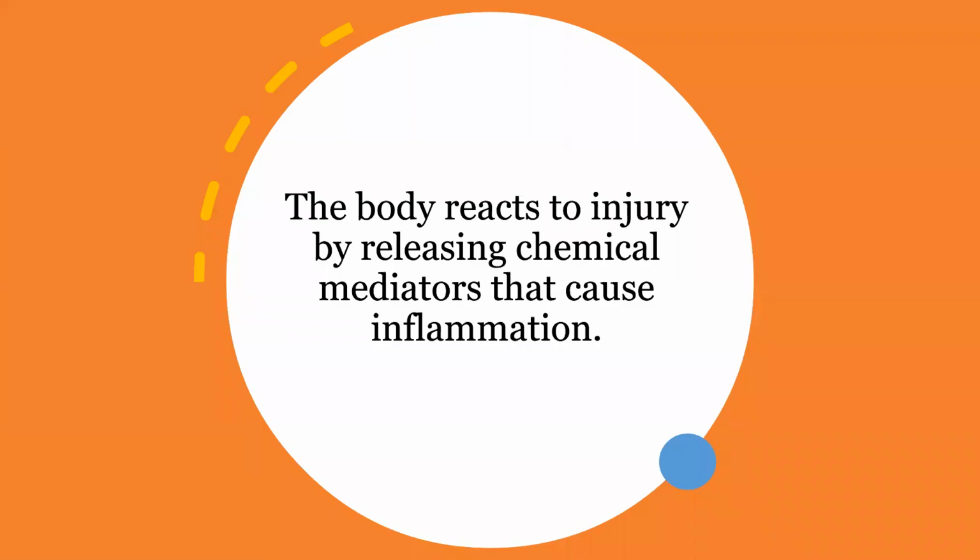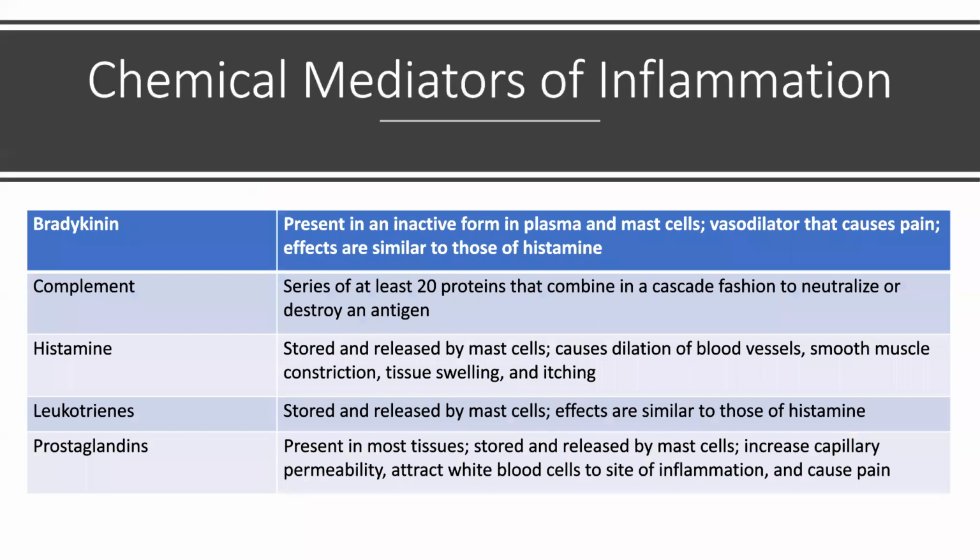The body reacts to the injury by releasing chemical mediators that cause the inflammation. What are these chemical mediators? Number one, bradykinin. It is present in an inactive form in the plasma and the mast cells. It is a vasodilator that causes pain, and its effects are similar to those of histamine.